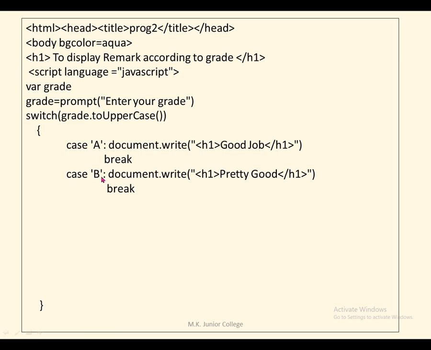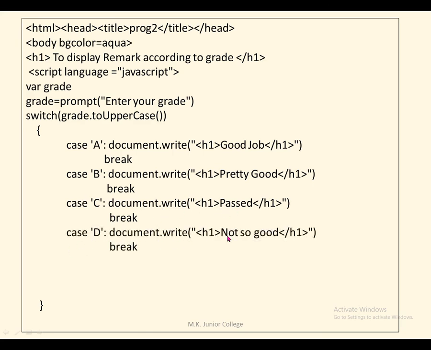Second, case B you are checking here. Again, document.write pretty good, because B grade. Again, you are breaking. Case C you are giving pass. You are breaking. Case D you are giving not so good. Break. And case F, which is failed. Okay, and you are breaking.